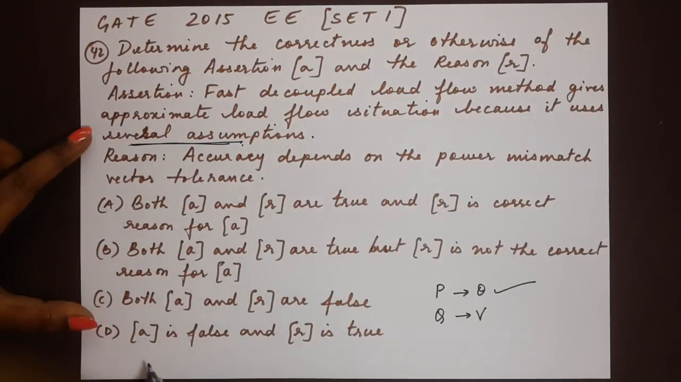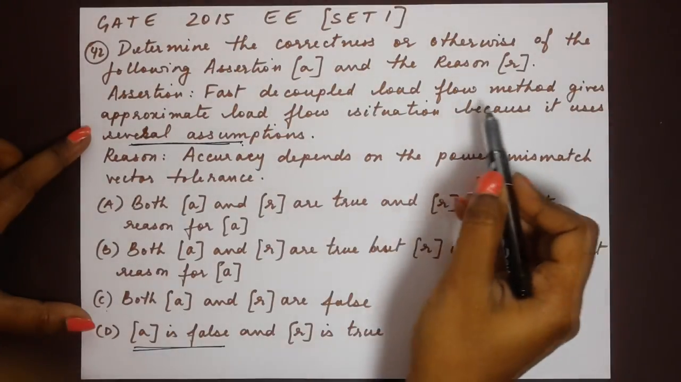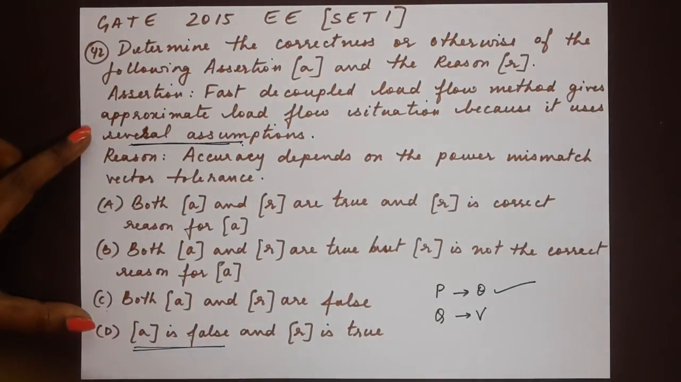And if you look at the options here, the fact that A is false is present only in option D. Oh, option C is also given. Okay, so it's either option C or option D, one of these two which says that A is false. Now A is false because fast decoupled load flow methods don't have several assumptions in them. Now we will have to look at the reason. The reason says that accuracy depends on the power mismatch vector tolerance.